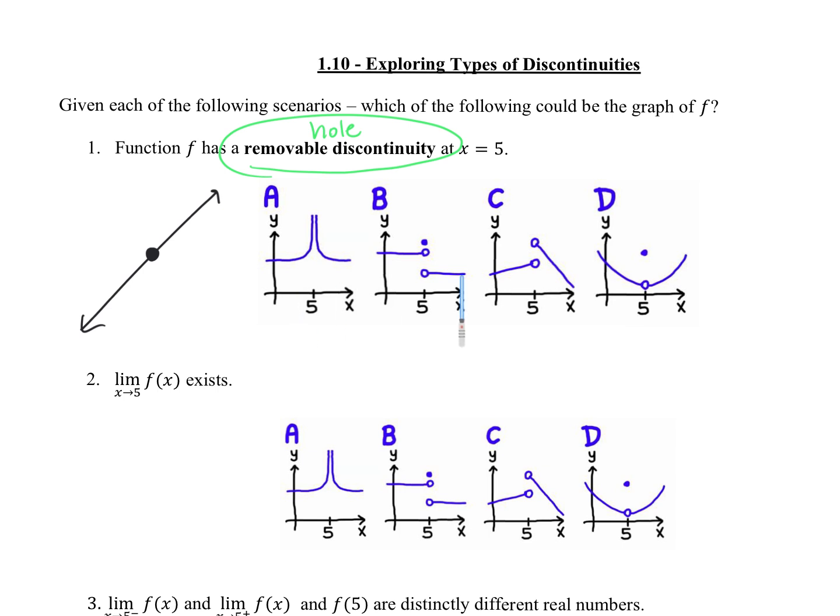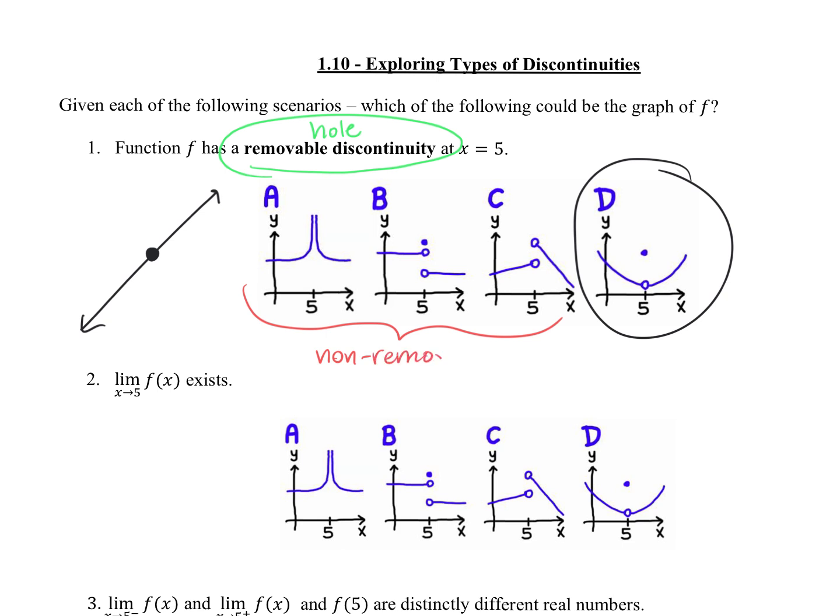So which of these four graphs would you say is removable, i.e. just a hole? A, B, C, or D? D. You say no, there's the hole. If I were you, I would go ahead and say, all right, that means that these three, these are called non-removable discontinuity.